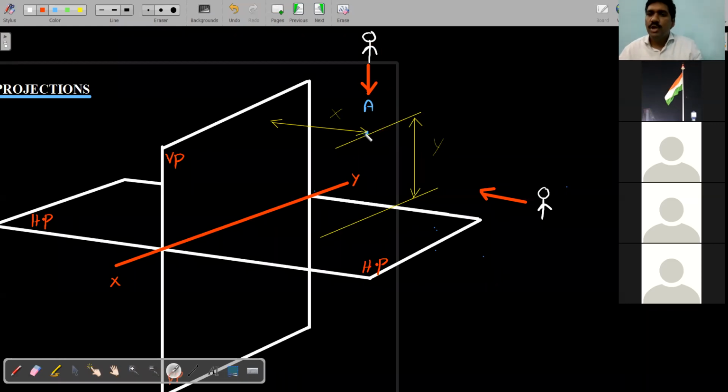x is visible. Now we shall draw the projections. What is the meaning of projections? Projections in the sense we have to project this distance.